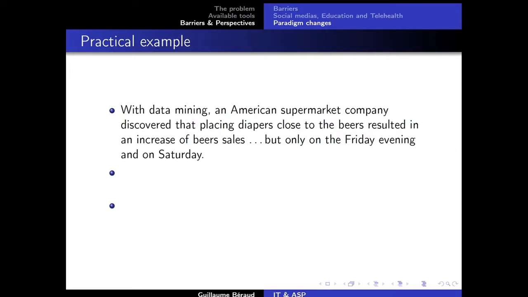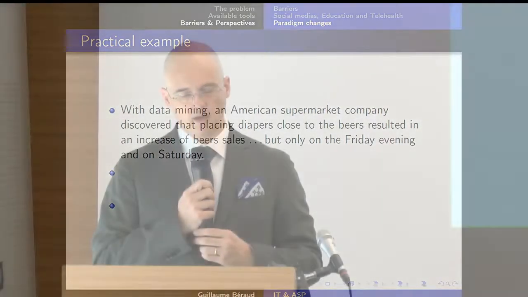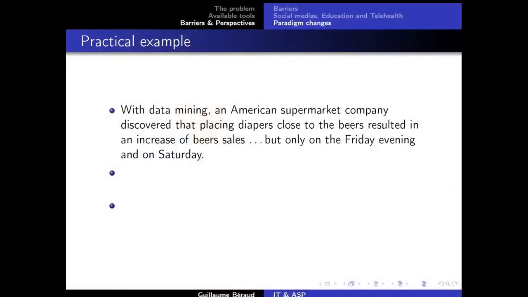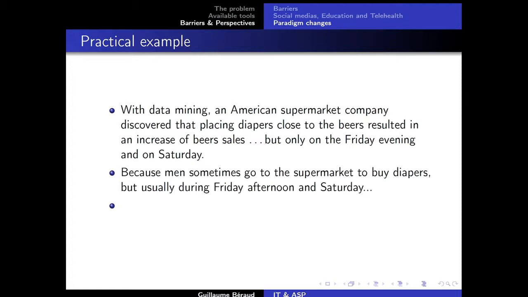Thanks to data mining, Target, an American supermarket company, was able to discover that putting diapers close to the beers resulted in an increase of beer sales, but only on Friday evening and on Saturday. That's what the data said. Of course, the data don't say why, but you can guess why. Yeah? Tell me. Because fathers go. You are good. Because men sometimes go to the supermarket to buy diapers, but usually when they do it, it's on Friday afternoon and Saturday. So it's useful to put beers close to diapers on Friday afternoon and Saturday.